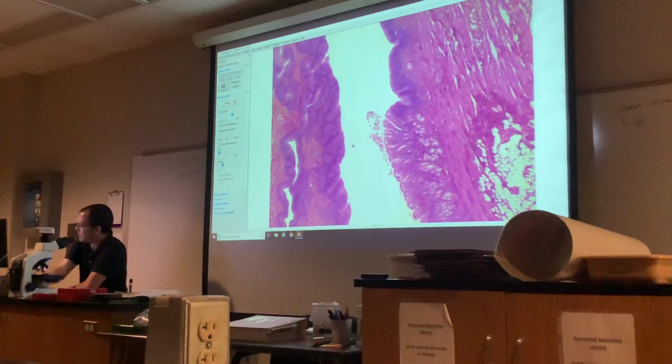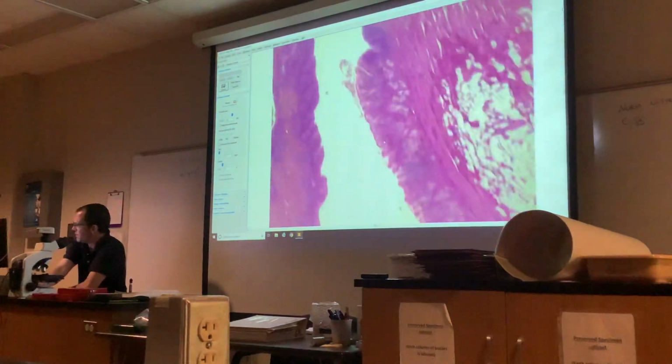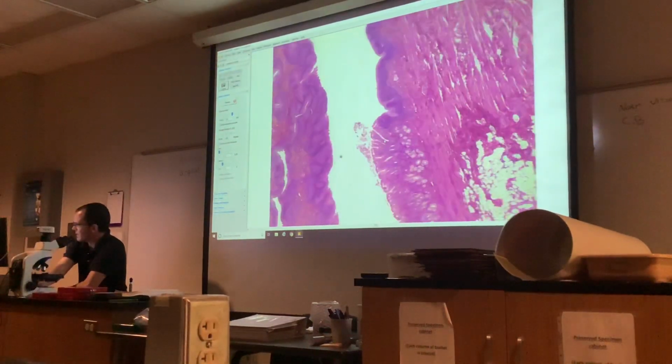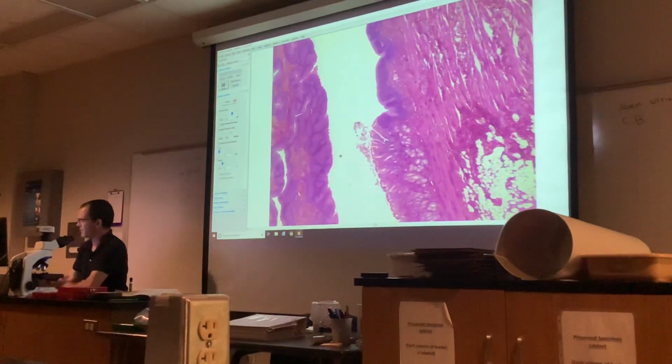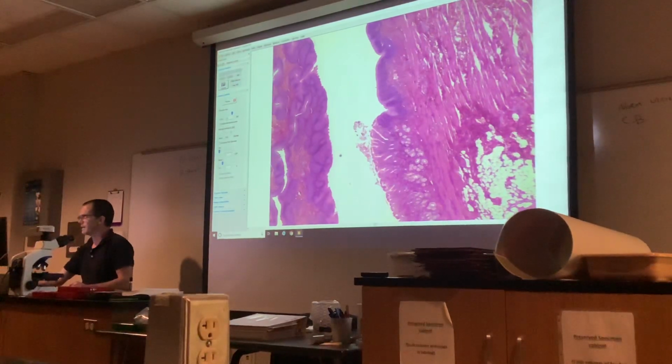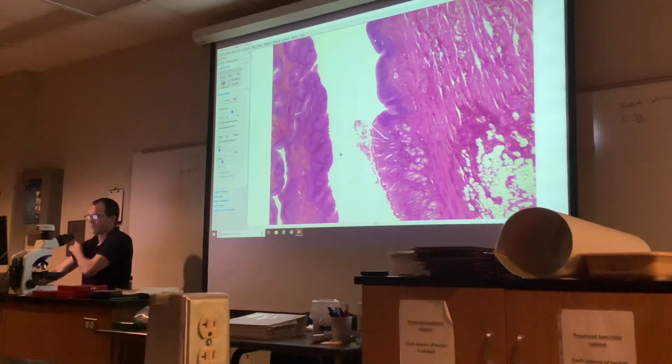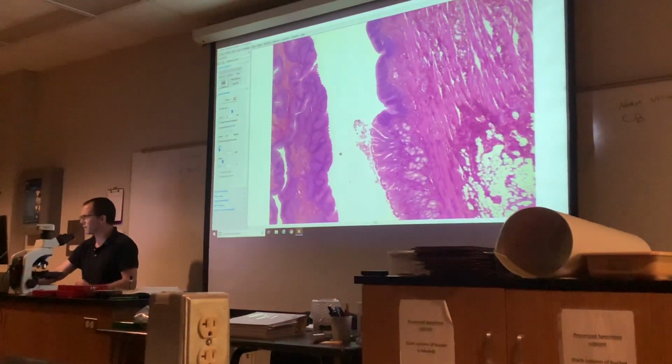Simple columnar epithelium. And if I wanted to give you guys a slide like this, that would be enough to identify these things. If I had a pointer right here and said name the organ, you'd say esophagus. If I said name the tissue type, you could say stratified squamous. Name the organ, stomach. Ooh, what are these?